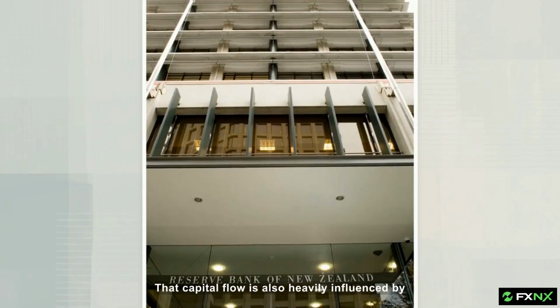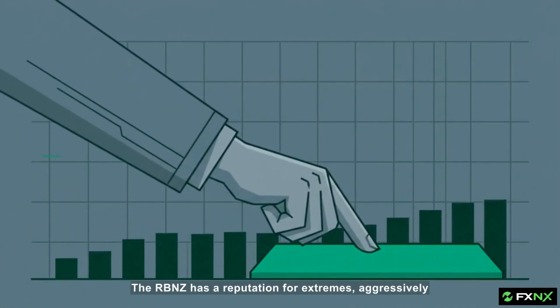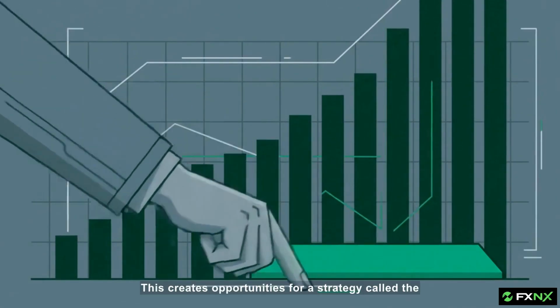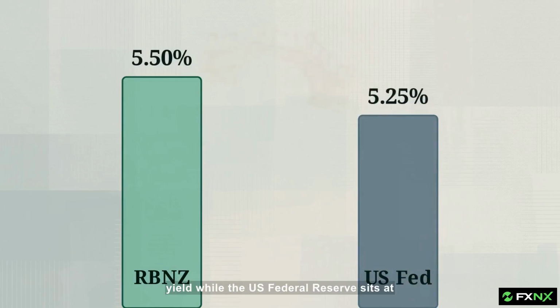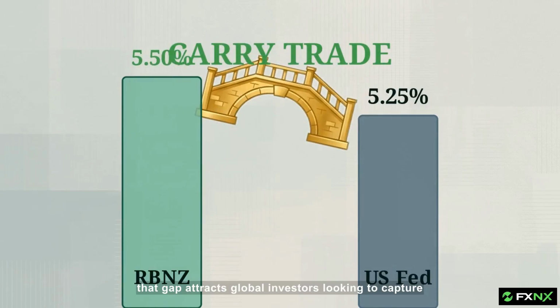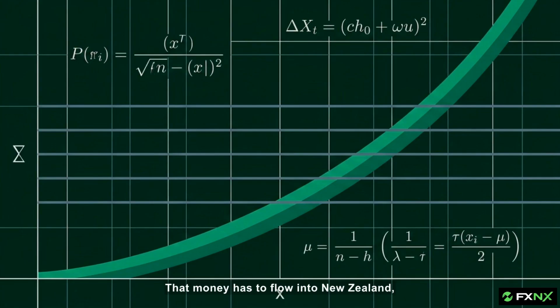That capital flow is also heavily influenced by the Reserve Bank of New Zealand. The RBNZ has a reputation for extremes, aggressively hiking or cutting interest rates to manage their local economy. This creates opportunities for a strategy called the carry trade. If the RBNZ offers a 5.5% yield, while the U.S. Federal Reserve sits at 5.25%, that gap attracts global investors looking to capture the higher return. Booming global dairy prices, combined with a high-yielding central bank, create an unavoidable draw for foreign capital. That money has to flow into New Zealand, pushing the exchange rate steadily higher.